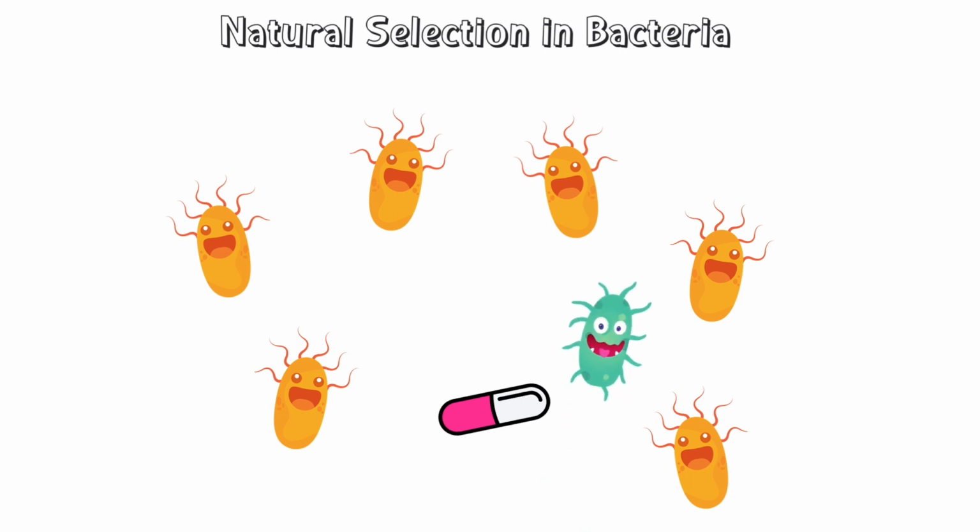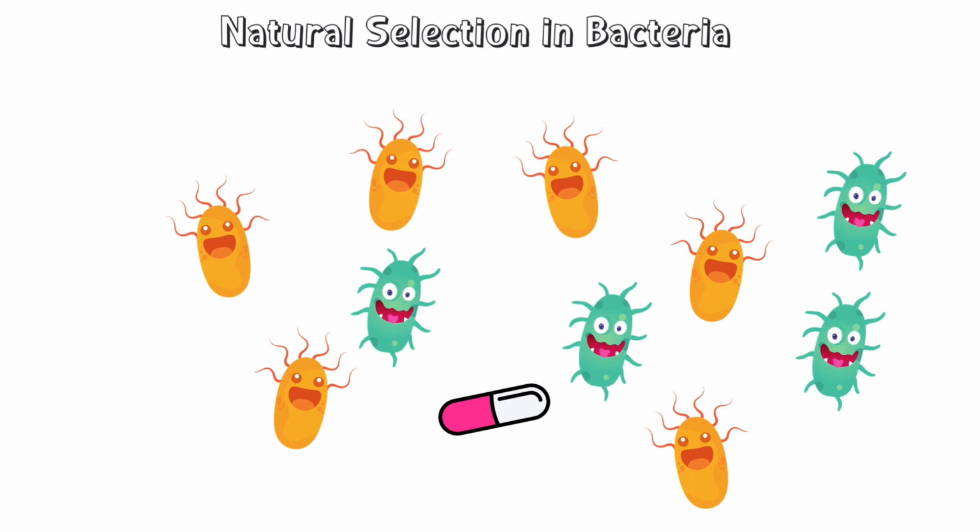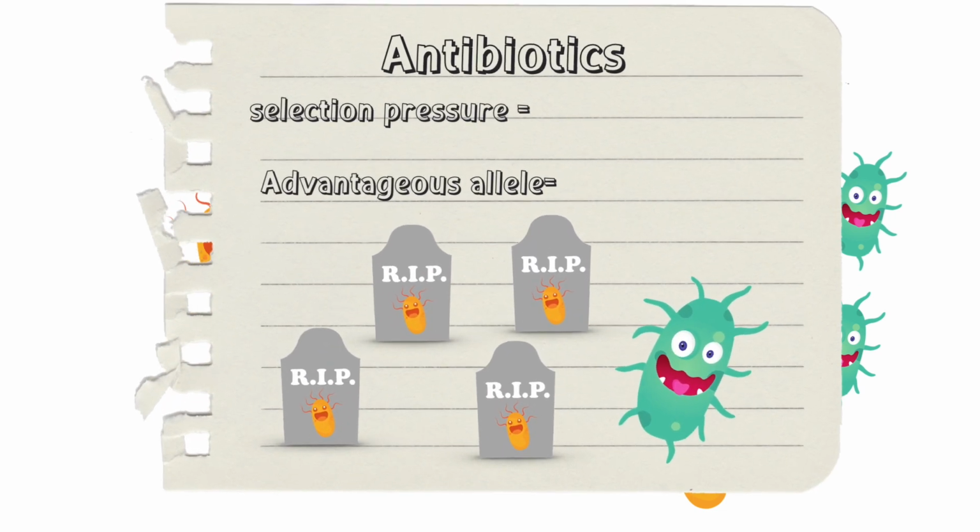In a population of bacteria, the antibiotic will kill those bacteria that don't have the successful allele for antibiotic resistance. On the other hand, those bacteria that do have this allele will reproduce rapidly and we'll end up with a population of bacteria that have the antibiotic resistance. In this example, the antibiotic is the selection pressure and the advantageous allele is the antibiotic resistance.